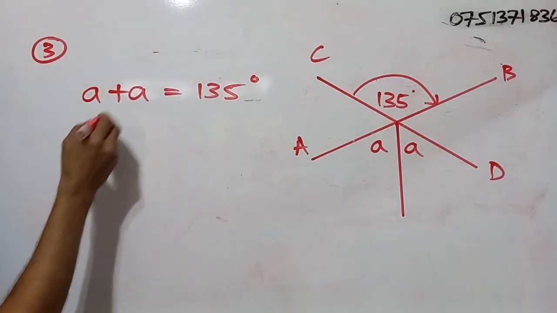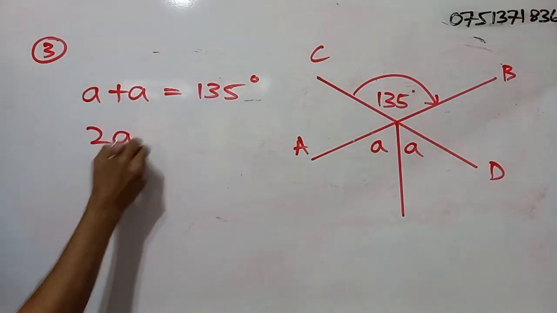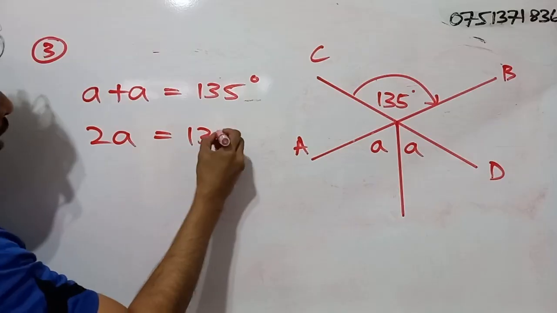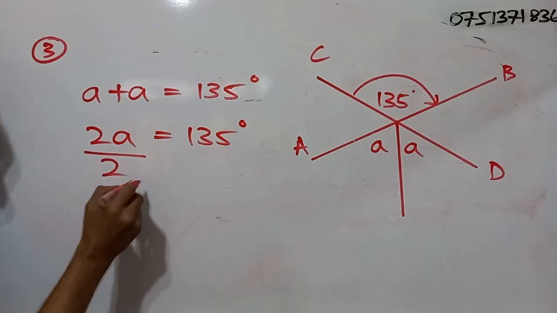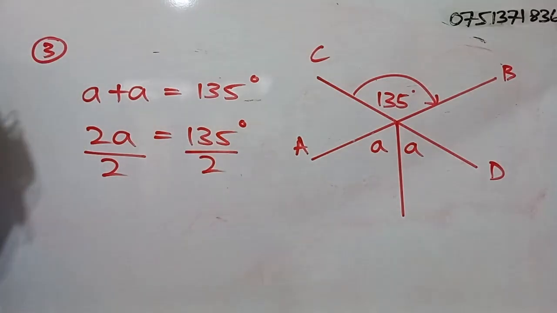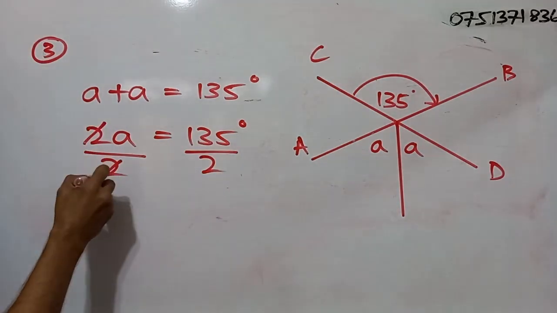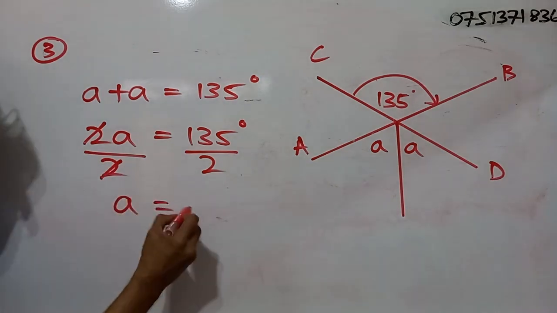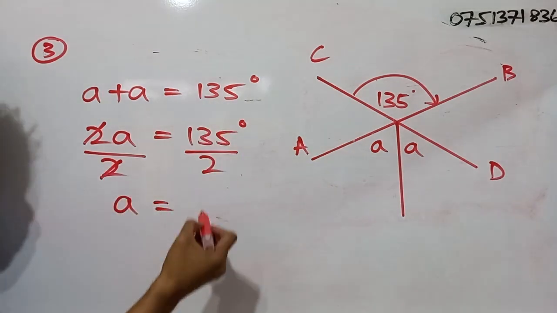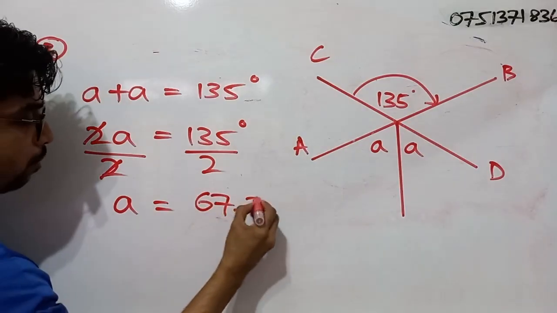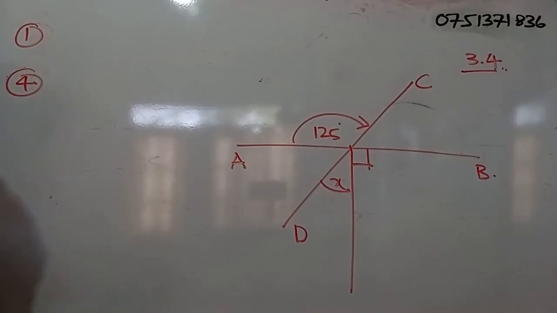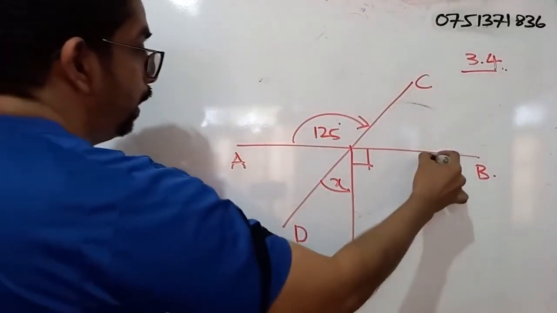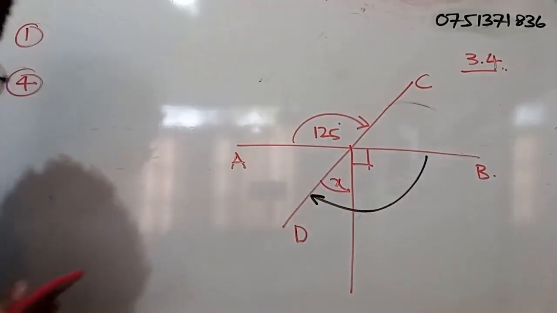So a and a plus a means what? 2a, so that is equal to 135 degrees. So what is the value of a? We have to divide this side by 2, do the same thing to the other side. So I can cancel off these two. So a is equal to what? 135 degrees divided by 2 means what? 67.5 degrees. So the value of a will be what? 67.5 degrees.